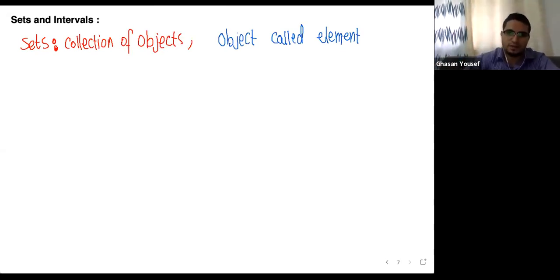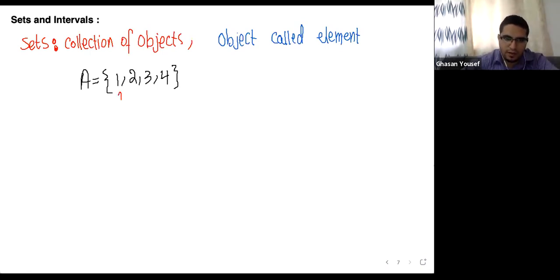For example, if I give you the set A equal 1, 2, 3, 4, this is the set A, okay? This set has the numbers 1, 2, 3, 4. So I can say the number 1 is an element, and number 2 is an element, number 3 is an element. So number 1 is an element of A, inside A. But I can say number 5 is not an element of the set A. It's not inside of A.